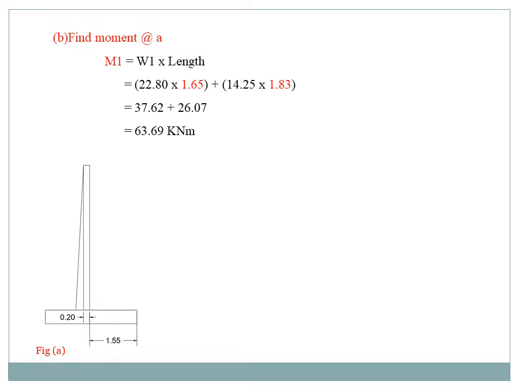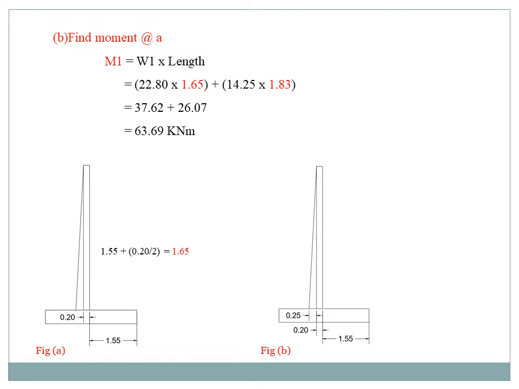So for W1, 22.80 into 1.65. This 1.65 is taken from 1.55 plus the rectangular portion divided by 2. One thing to keep in mind: in our retaining wall, for any rectangular portion, the length will be divided by 2. For any triangular portion, it will be divided by 3. This is a constant. So 22.80 is the rectangular portion load. Our length is 0.2 meter, so divided by 2, you get 1.65.